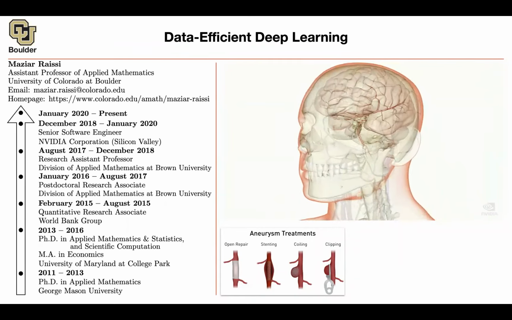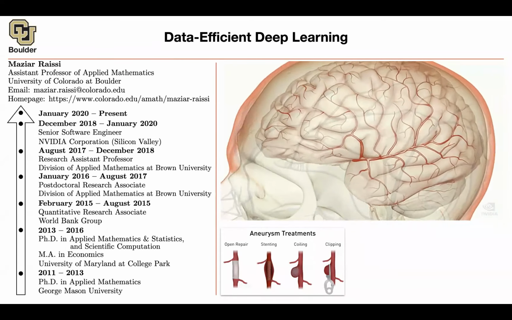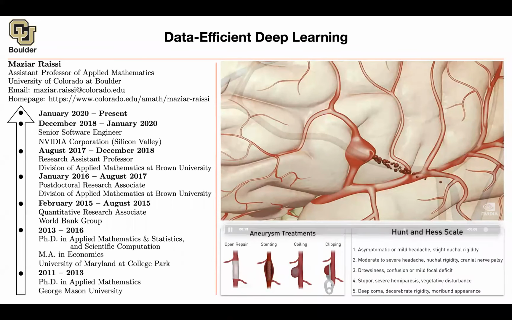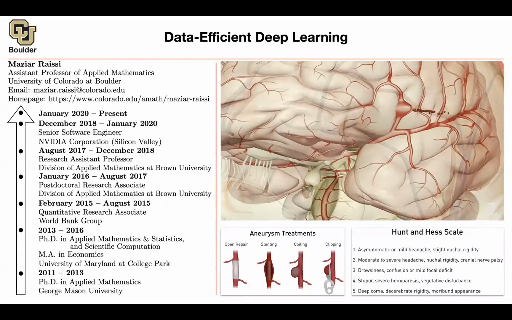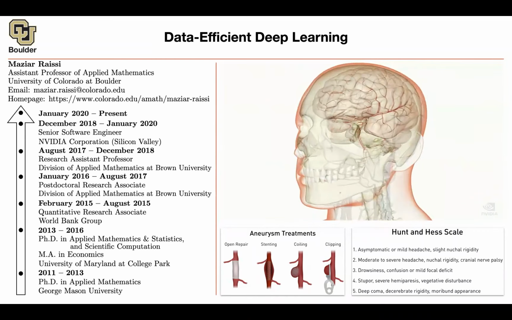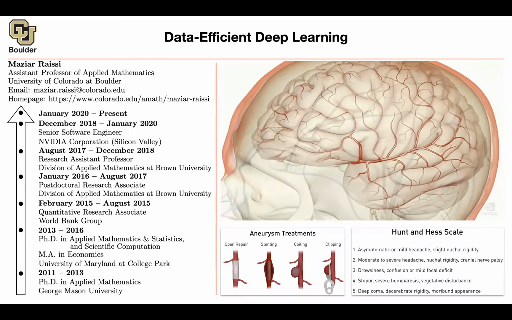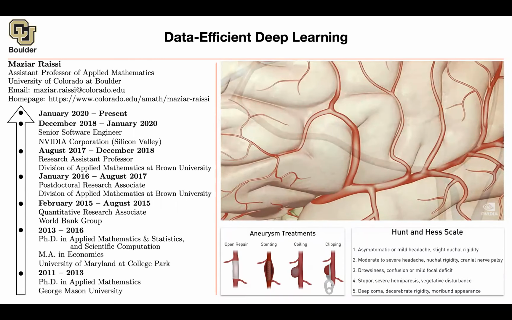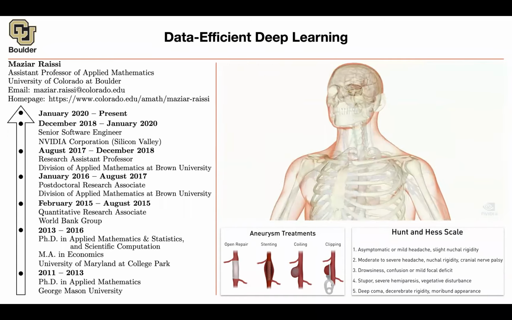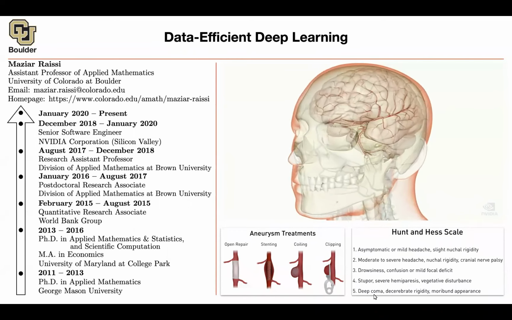So what are the treatments? Open repair, stenting, coiling, and clipping. But how do doctors decide these days to do a surgery or not? There is this Hunt and Hess scale. It's from around 1960. And it says at level 1, if there is asymptomatic or mild headache, probably there is no need for a surgery. If there is moderate to severe headache, the likelihood of the patient needing a surgery increases. And then the last one is the patient being in deep coma.